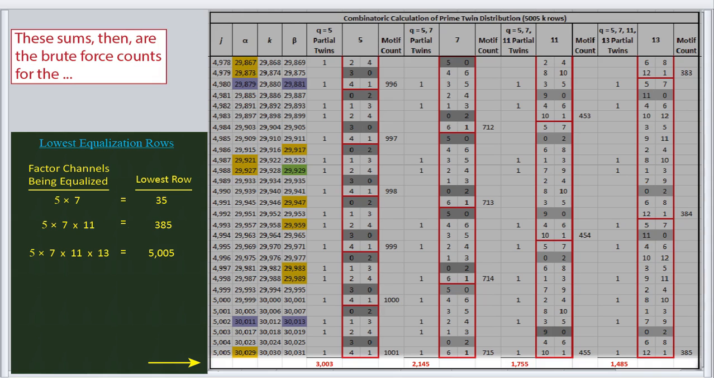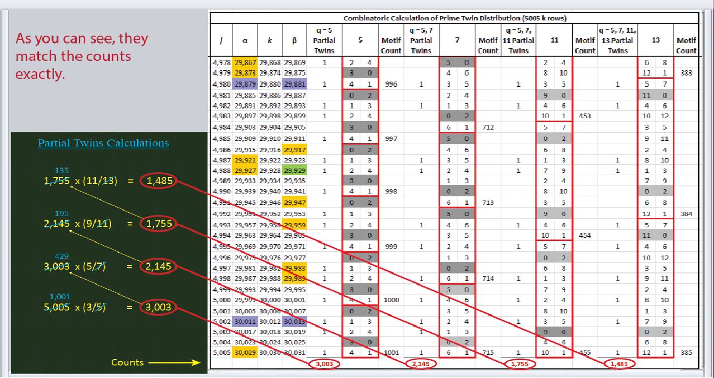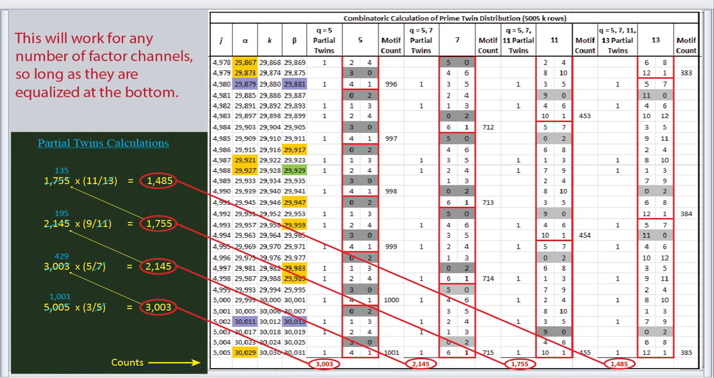At the bottom, each of these columns is summed. These sums then are the brute force counts for the number of free rows for each of the 4 factor channels. The calculations for the number of free rows are as follows. As you can see, they match the counts exactly. This will work for any number of factor channels so long as they are equalized at the bottom.